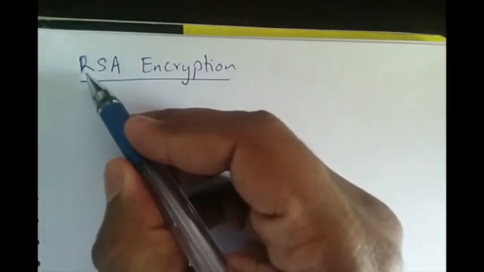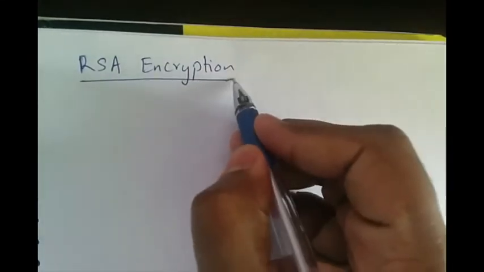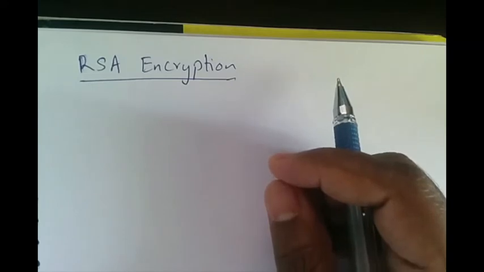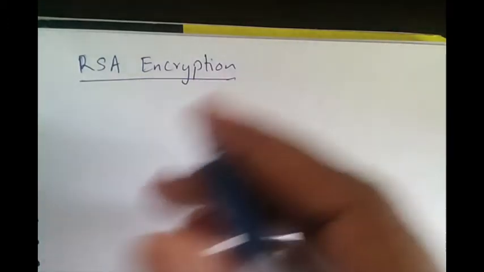So RSA stands for Rivest, Shamir, and Adleman, the three scientists who came up with this scheme. It's a public key encryption scheme. Before we define the RSA encryption method, let's look at something called the factoring assumption.